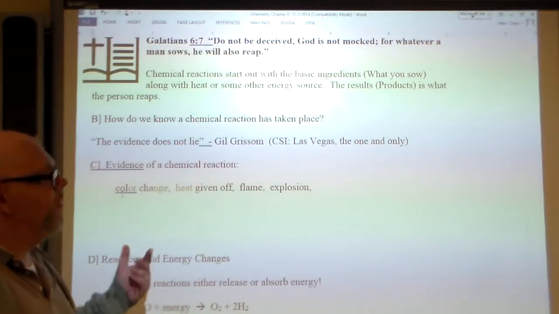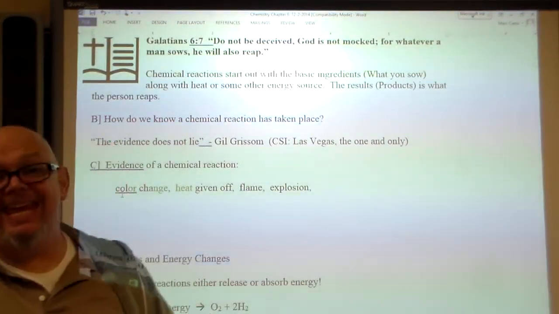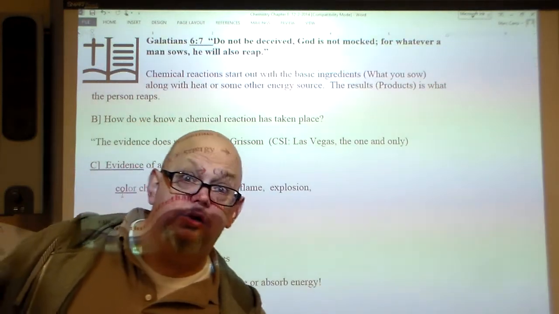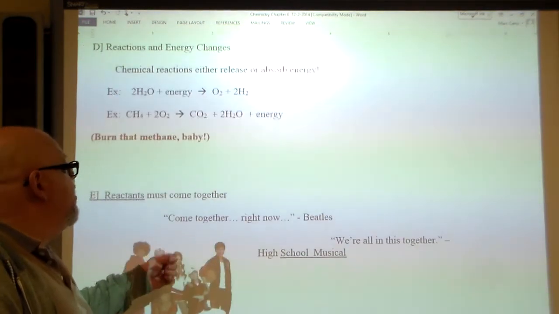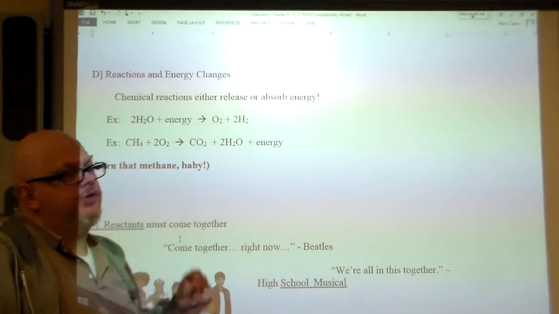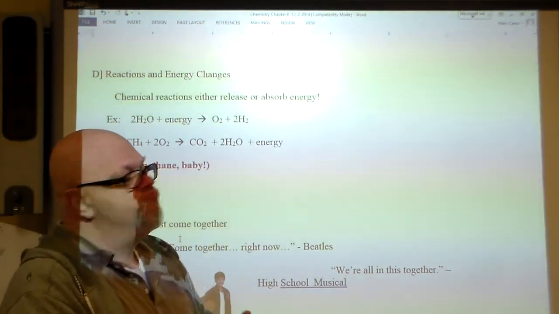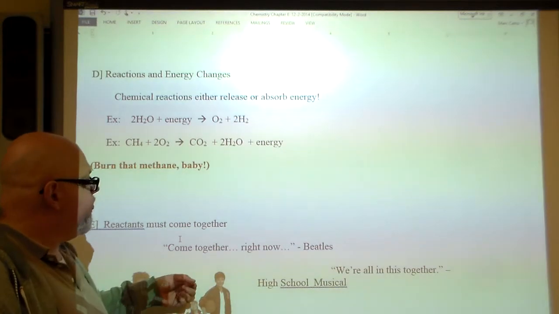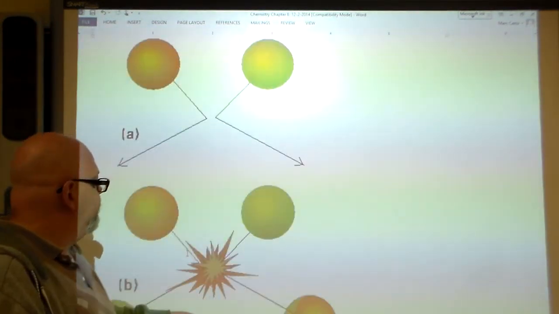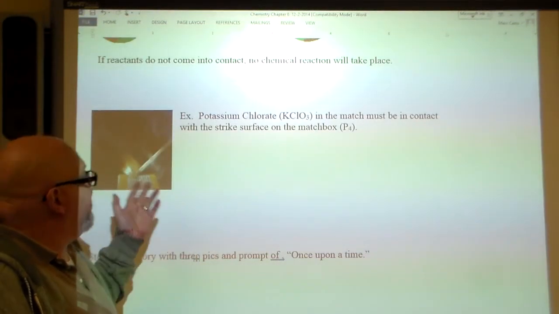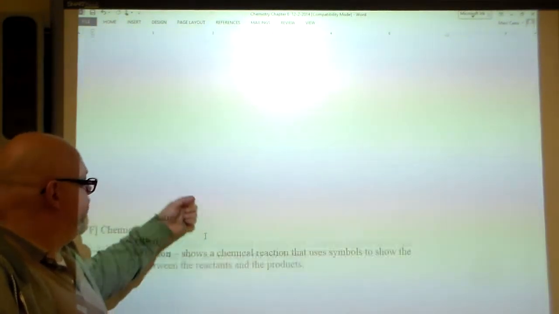What about the evidence for chemical reactions? Think about heat, light being given off, a color change. Okay, explosions, those are great. And chemical reactions are either going to release or absorb energy. That's one of the things. Reactants do have to come together as well, and we talked about that they've got to crash into each other.